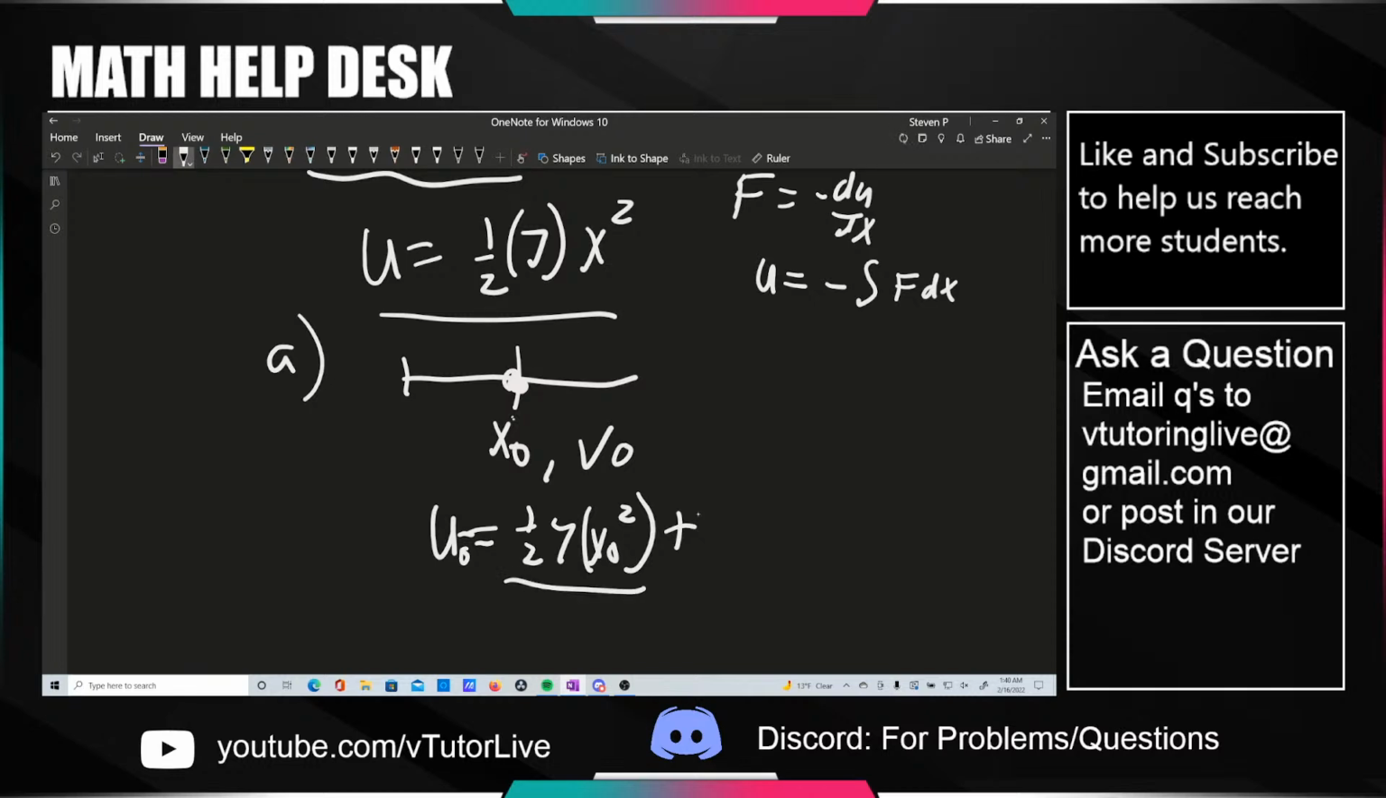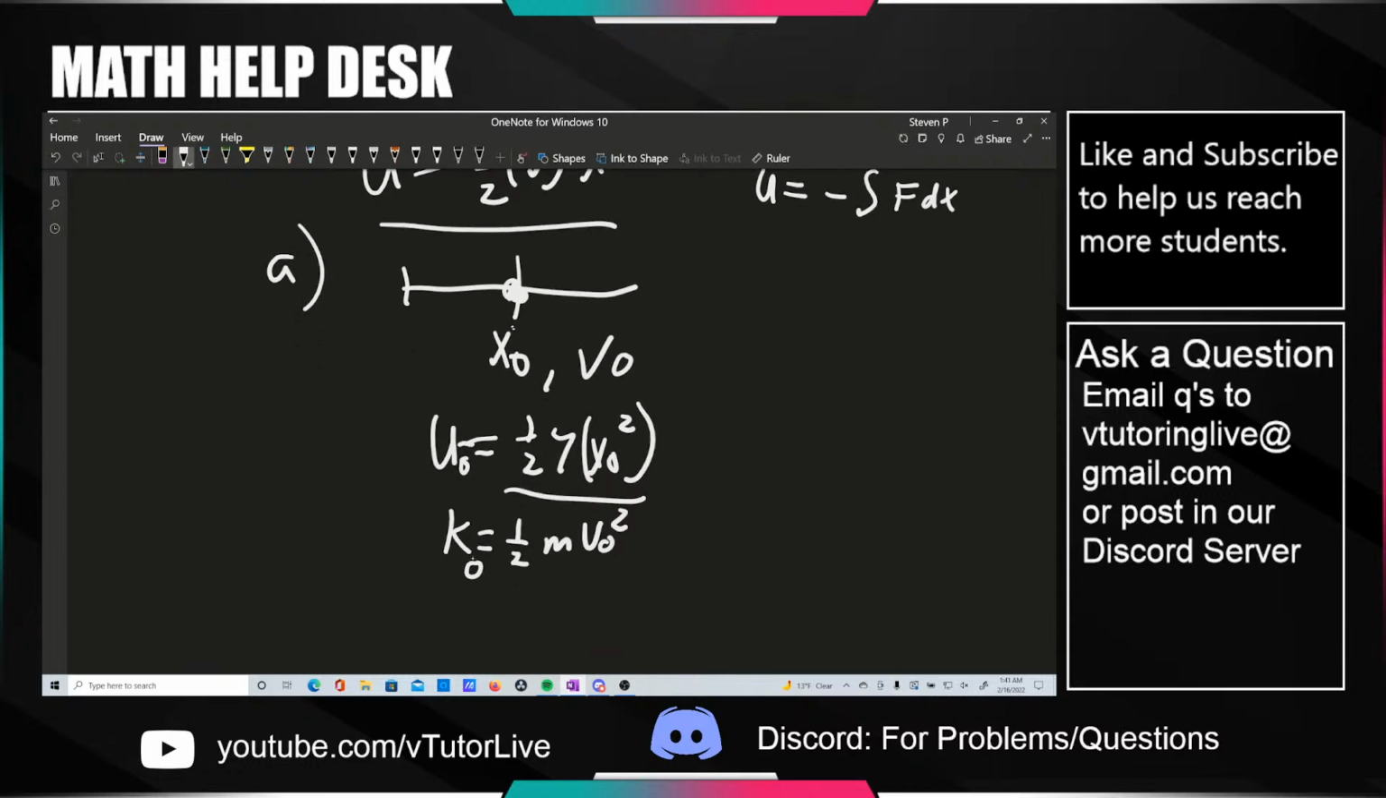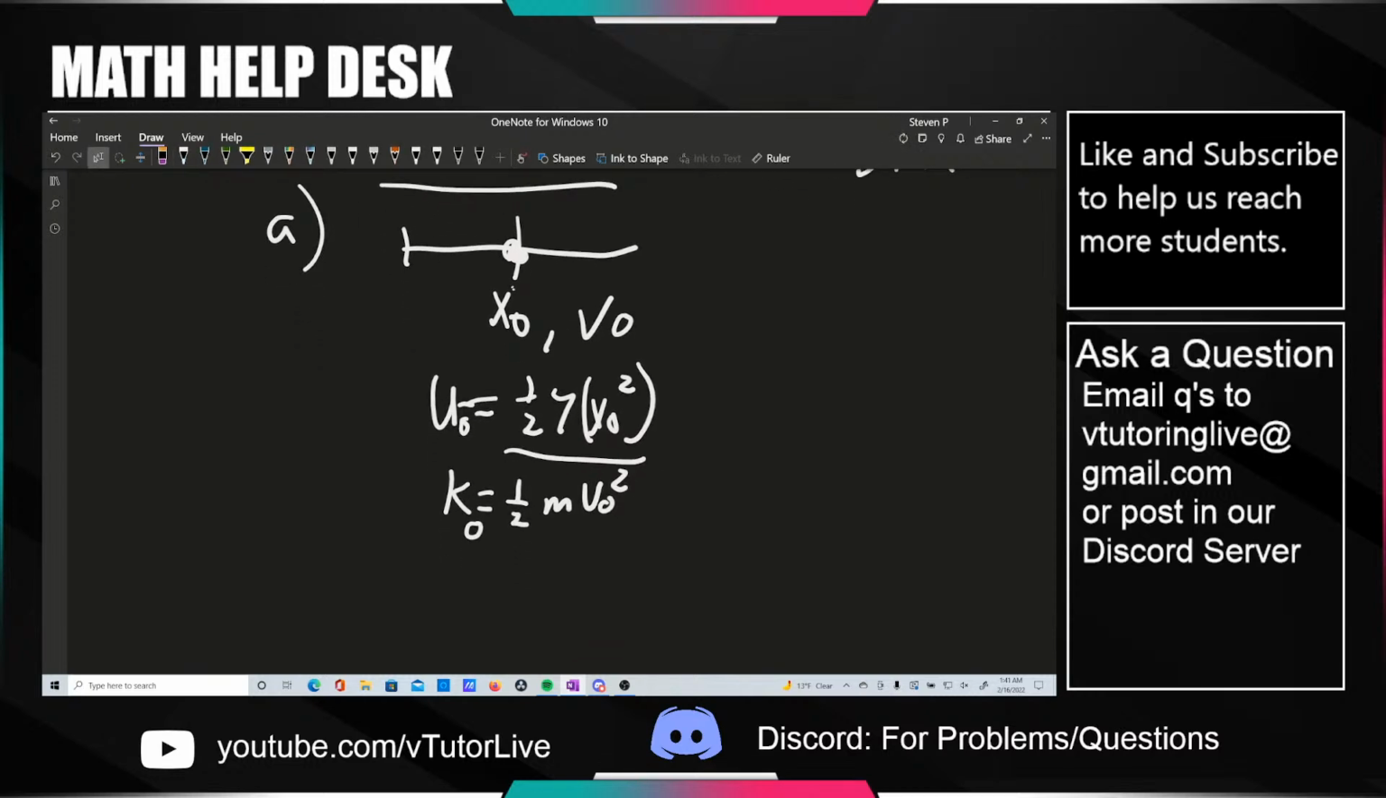This is the potential energy, right? And then kinetic energy is just equal to 1/2 m v naught squared. If we're told what the initial velocity is, do we know the mass? Yes, we do know the mass. So this basically means we know our U naught and K naught.